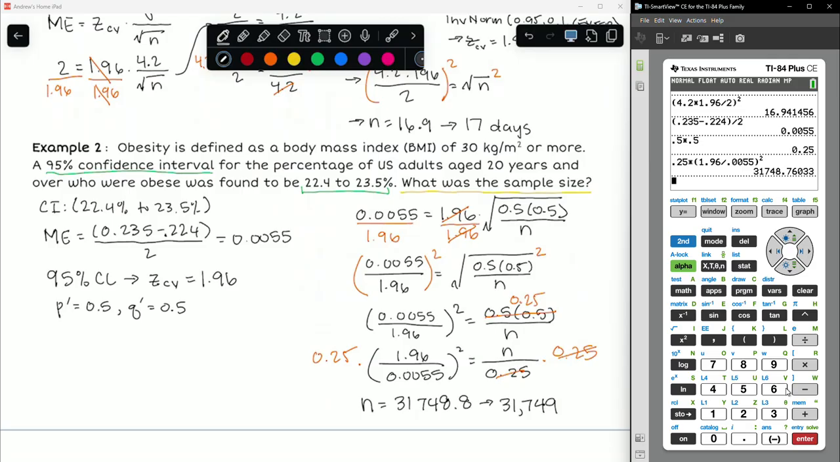So if I want my margin of error to be this tiny, and notice that's less than 1%, because 1% would be 0.01. That's a tiny, tiny margin of error. If I want to be that certain in my answer, I need a very large sample.